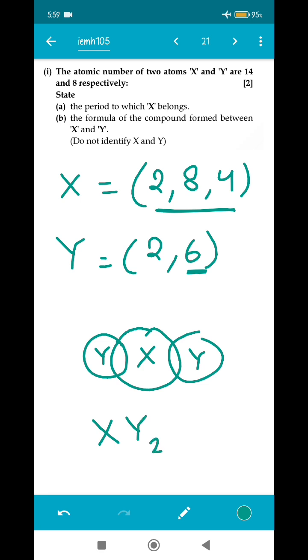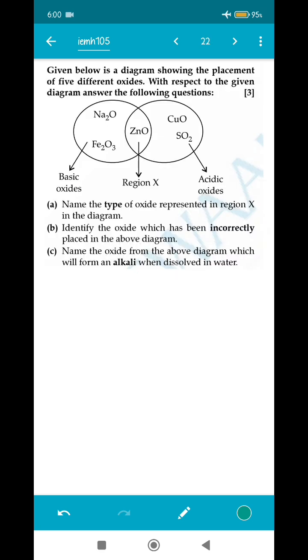So in this way the valencies will be satisfied, and through sharing of electrons, that means they are going to form a covalent bond, they are going to form the compound with formula XY2. Hope you have understood. The next question is related to oxides and their acidic and basic properties. Given below is a diagram showing the placement of 5 different oxides. With respect to the given figure, answer the following questions.